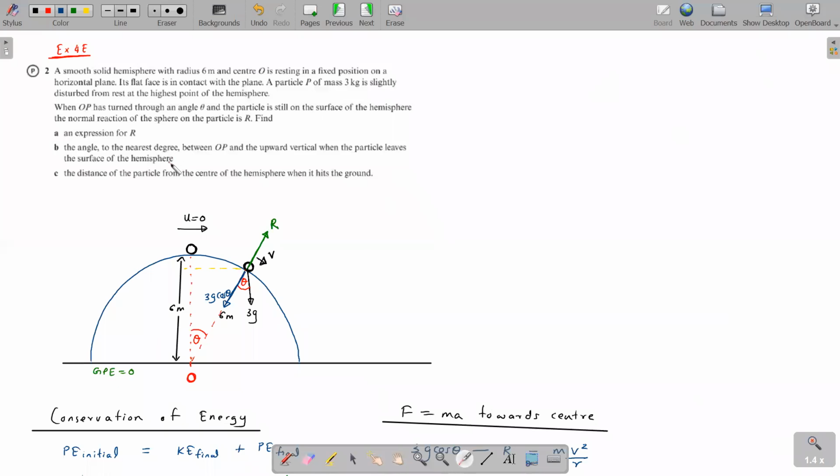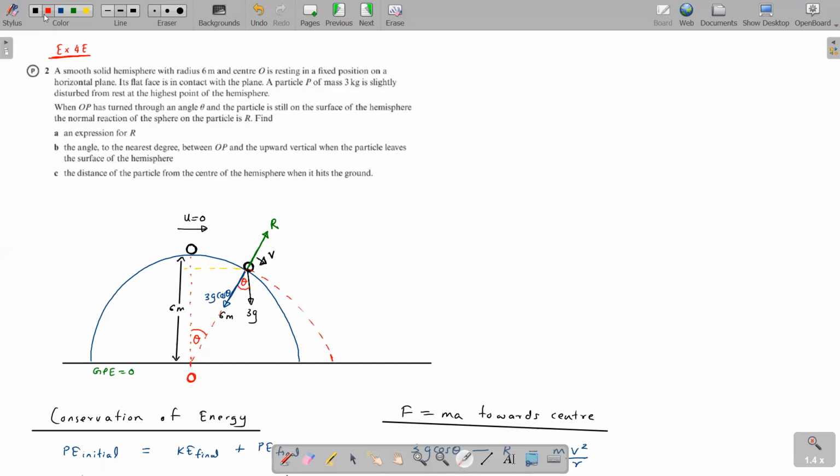All right, guys, moving on to part B. They say, find the angle to the nearest degree between OP and the upward vertical when the particle leaves the surface of the hemisphere. So, guys, what happens when the particle leaves the surface of the hemisphere? This is really important. Basically, what they're saying here is this particle doesn't just obey and go all the way through this. This particle goes through some point and then it leaves the hemisphere. Can you see what they're telling me? You go like this and then you leave the hemisphere. Basically you leave the hemisphere and you start moving in a projectile path.